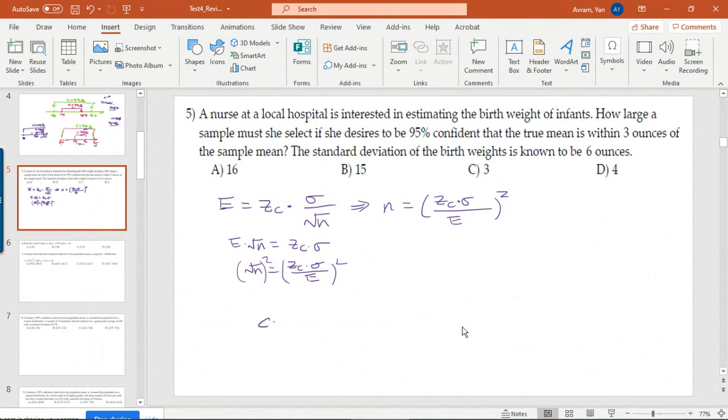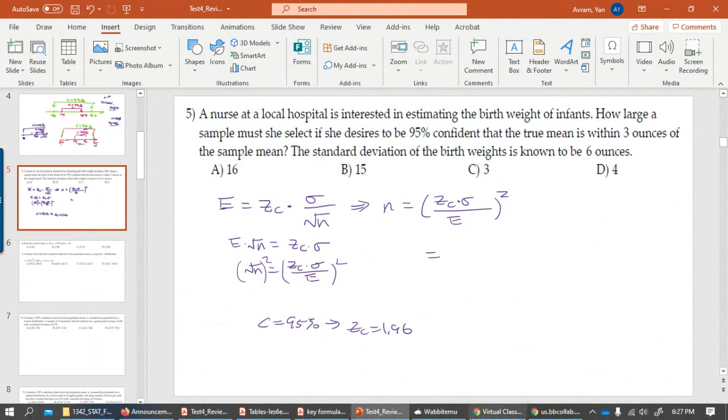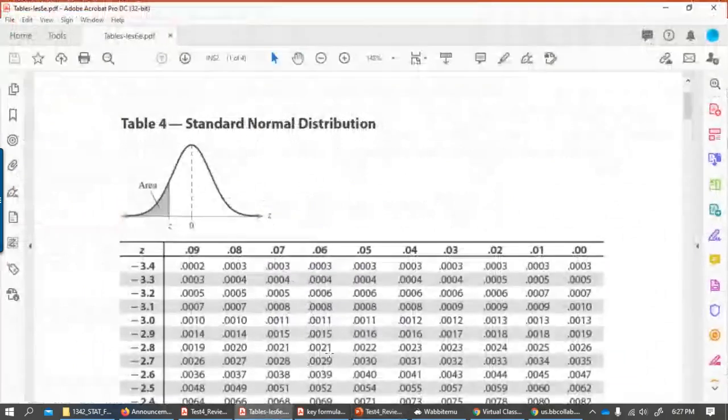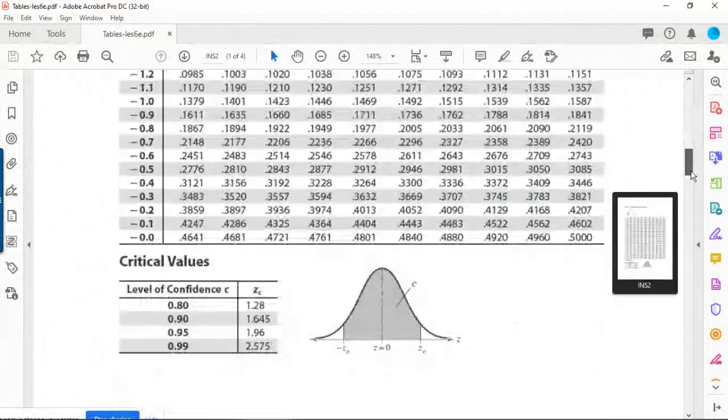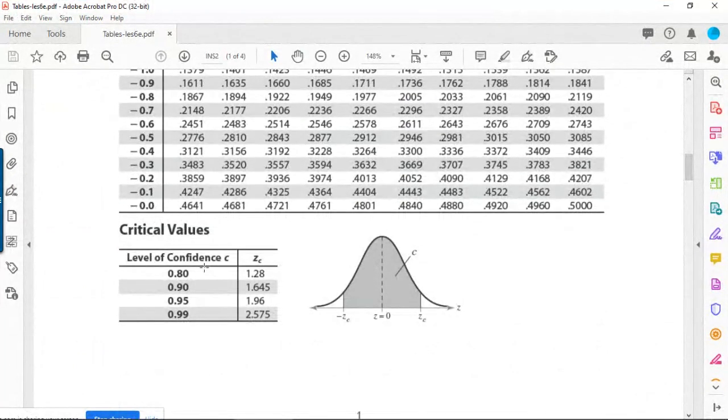One thing is when we have a C equal to 95%, we have a G sub C here of 1.96. Okay, if you do not know this one right here, you have this confidence interval G sub C right here. If it is one of these 4 commonly used confidence intervals, you can use the G sub C directly from the table. You don't have to find it on your own.